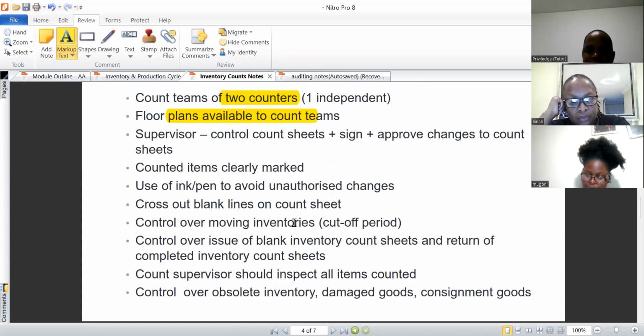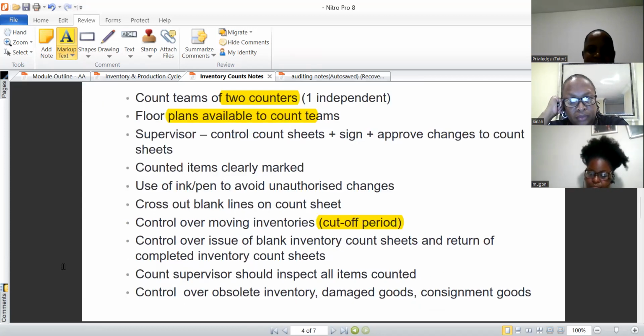Control over moving inventories. Very important. We cannot consider sold inventory as part of inventory on hand. Never. Even if the inventory is still in the warehouse, for as long as there's some sort of record that shows that this part of inventory has actually been sold to a third party, we cannot consider that value of inventory to be part of our inventory on hand, because inventory on hand is basically the inventory stock of goods that is available at the end of a particular financial period after we have already sold some of it. So cut-off period is important.